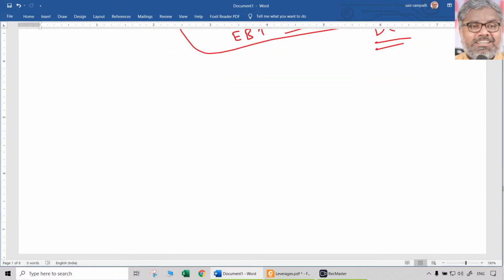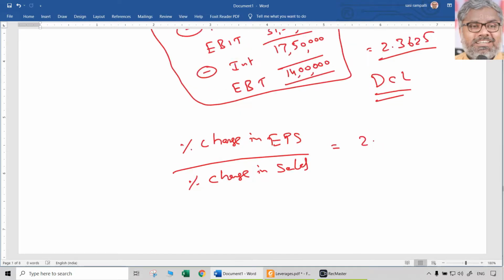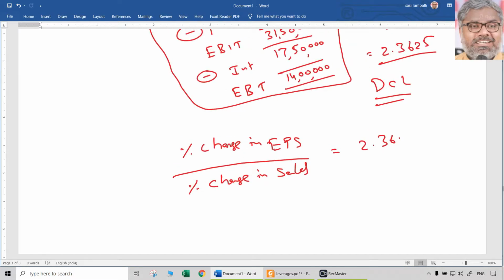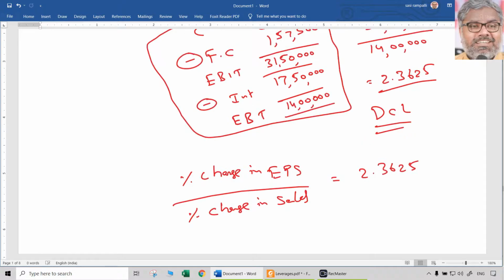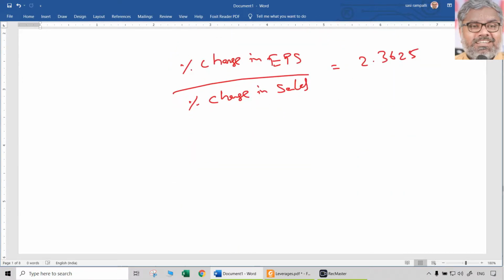But the same degree of combined leverage has another formula also. Percentage change in EPS divided by percentage change in sales. We don't know any sales absolute amount, but we know percentage change. That is equal to same 2.3625 as we calculated using another formula. So we could calculate degree of combined leverage using one formula, and using that we can substitute in another formula wherein we want this percentage change in EPS.